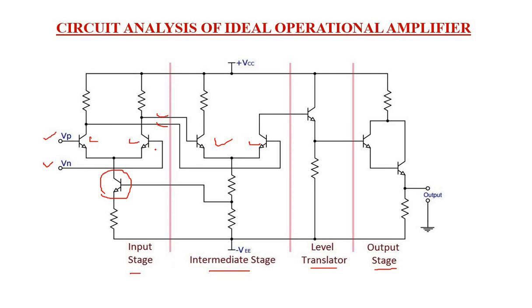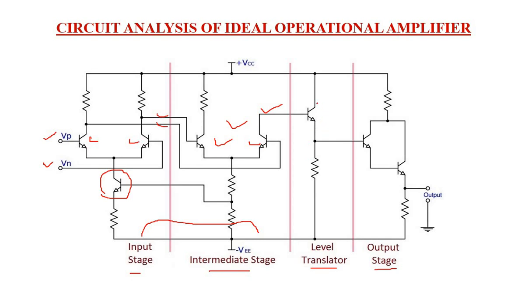The intermediate stage is directly coupled with the input stage. You see, there is no coupling element used, and this stage is also a differential amplifier, but it is a single-ended differential amplifier. The output is taken from the collector of one of its transistors. So these two stages are actually the main components of the operational amplifier, which provide the high gain and high CMRR.